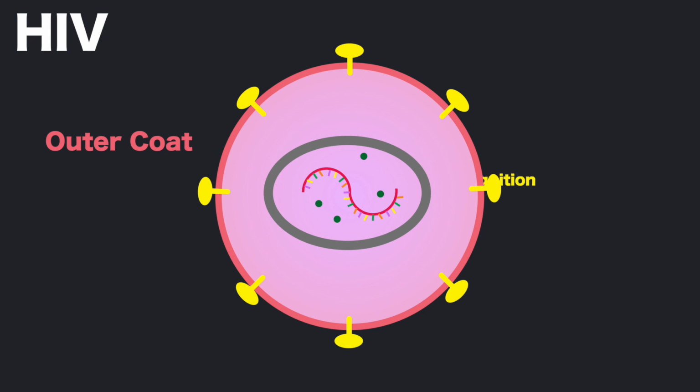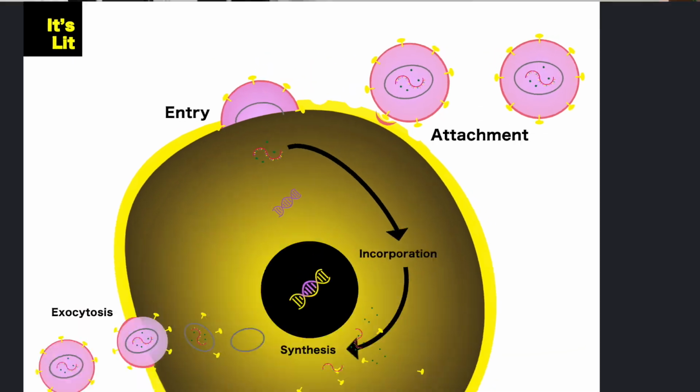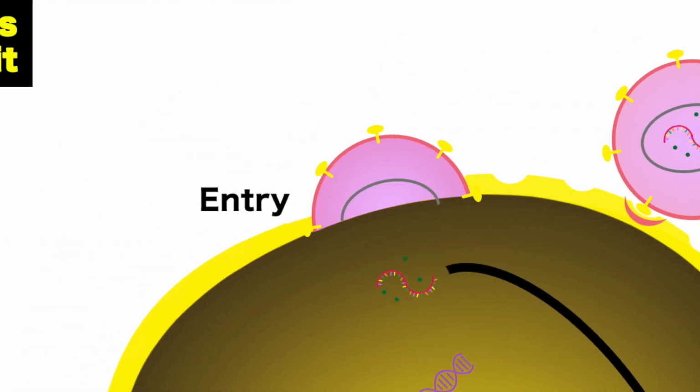And extending out from this outer coat are spike proteins or recognition proteins. And contained within the virus is its genetic material. It contains the blueprints in order to make the virus's outer coat, its spike proteins, and all other accessory proteins. The virus's spike proteins allow it to recognize, attach, and enter its specific cell types.